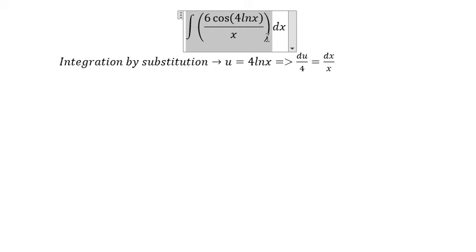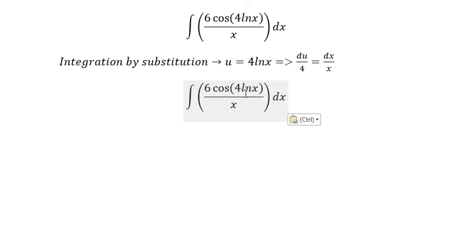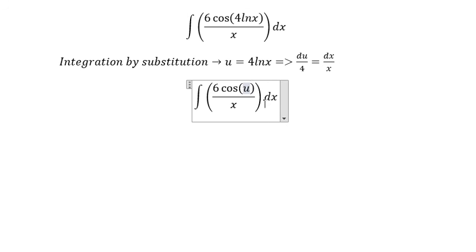Now we change this integral. 4 with logarithm we change to u. dx over x we change to du over 4.